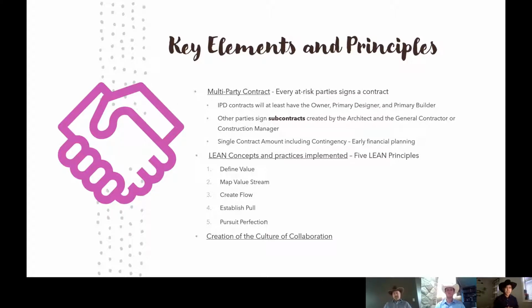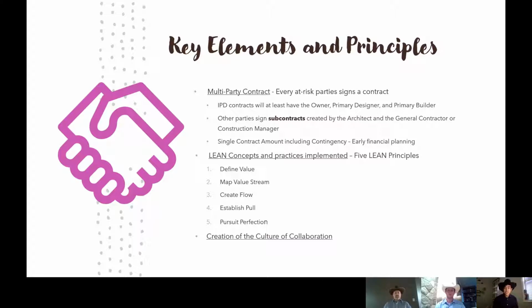So in IPD, we have this idea called a multi-party contract. That means every at-risk party signs a contract. A primary contract would consist of the owner, the primary designer, the architect, and the primary builder, which is like the construction manager or the general contractor. Other parties like electrical, structural, and steel sign subcontracts created by the architect and the general contractor. And last but not least, we have this single contract amount including contingency.